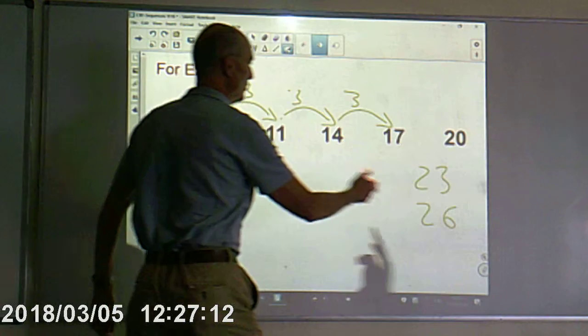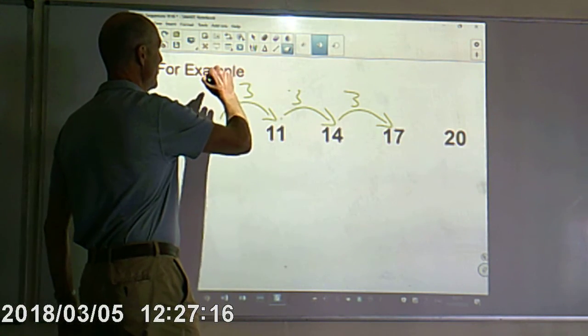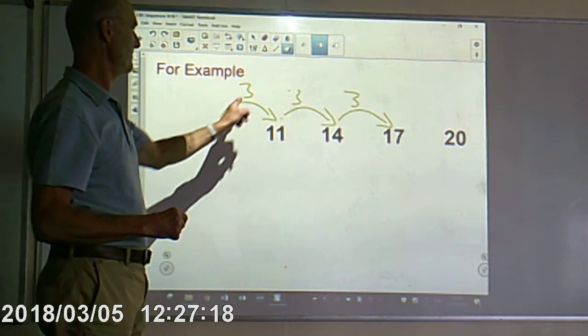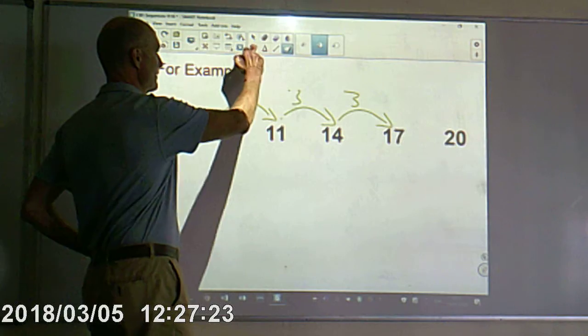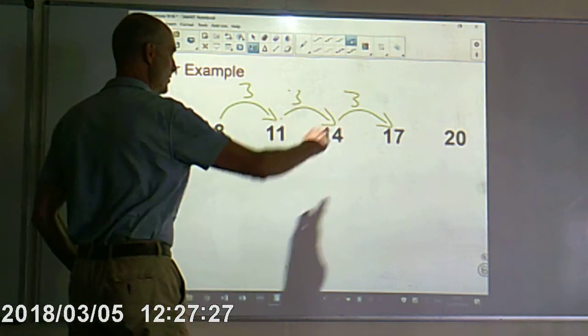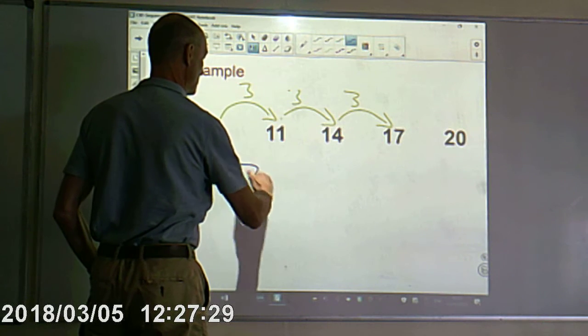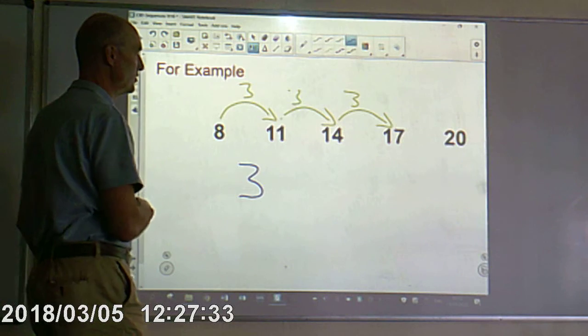Right, with this example, I've already got written up there that the difference between each of those numbers is 3. So that's what I said to you, you've got to grab hold of that number. What is the difference between each term? It's 3. It's going up 3. It's a positive 3.